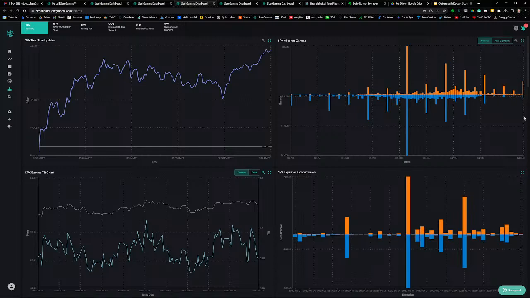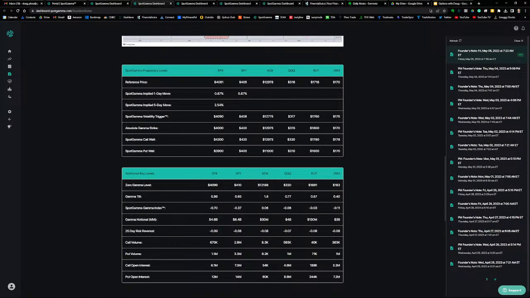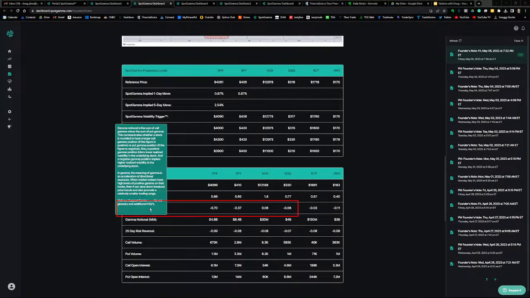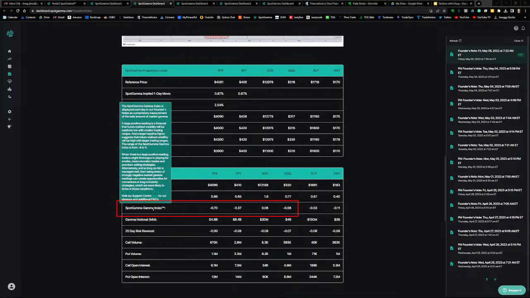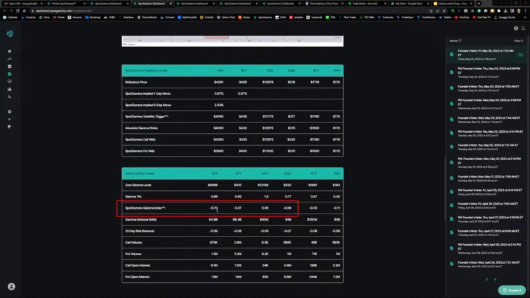All right, let's take a look at one other thing, and then we'll start to take a look at some setups. I'm going to take a look at the SpotGamma gamma index, and this is what I'm looking at now to get a sense of market maker's position on the gamma curve. It's a proprietary measurement of the total amount of market gamma. And so a negative number indicates market maker's position on the gamma curve is negative.